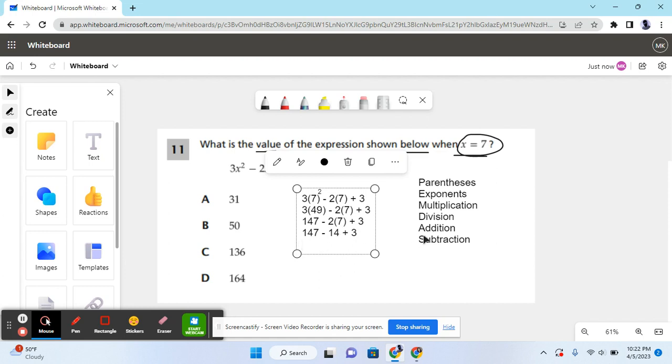And now you have to do either addition or subtraction first. There's subtraction first, so you have to do that. 147 minus 14, that's 133 plus 3. Now you just have to solve this, that's 136. And that gives you C as your answer.